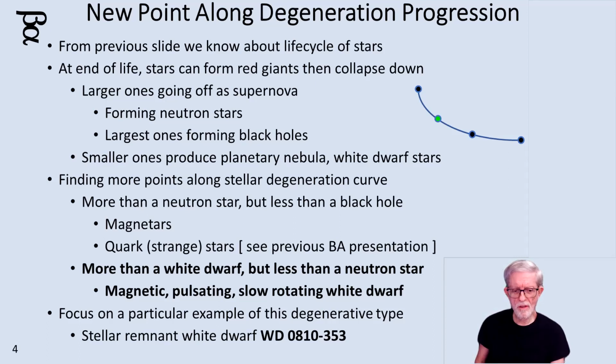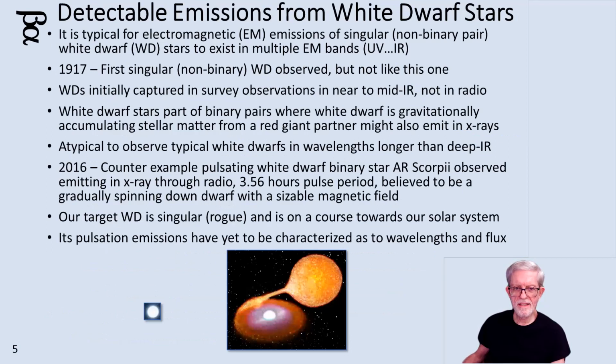But specifically, we'll be looking at a white dwarf that is less than a neutron star, but more than your typical white dwarf, as it is highly magnetic, it's pulsating, and it has a slow rotation, unlike a neutron star, which has a fast rotation. This particular stellar remnant white dwarf is WD 0810-353.